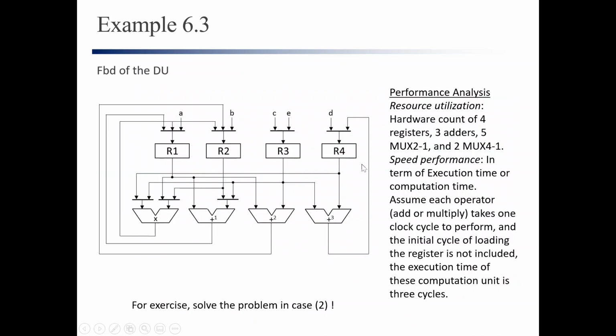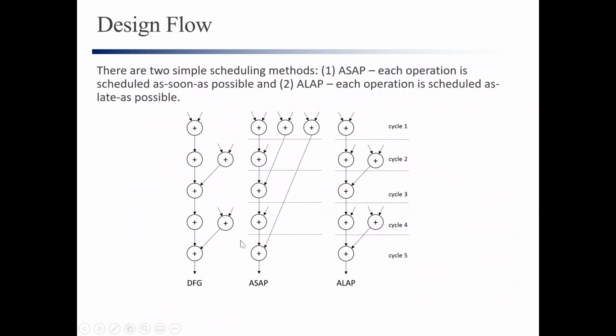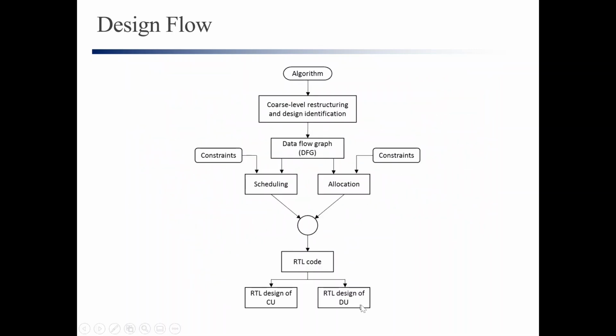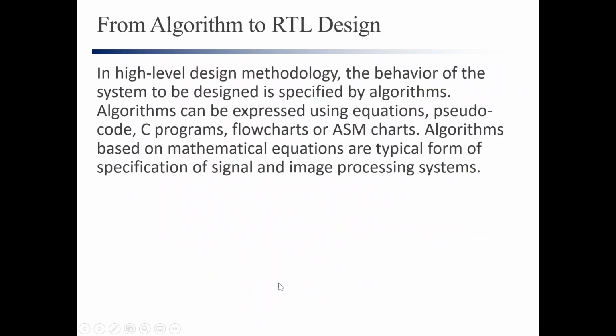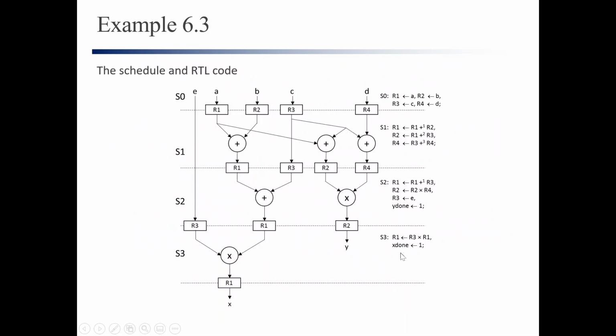Okay, so that is not finished yet, because to have a complete design, not only the datapath that you need, but you need to have the controller, or the control unit. So how to design the control unit? It will again be based on the RTL code here, because the RTL code clearly defines what operations we need to do in each cycle. For example, in this cycle we want to do this, S2 we want to do this, and S3 we want to do this.